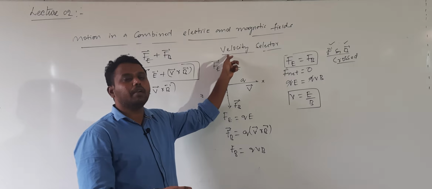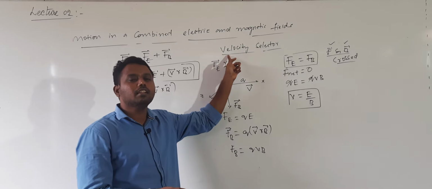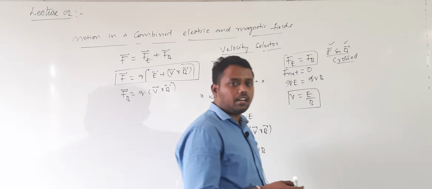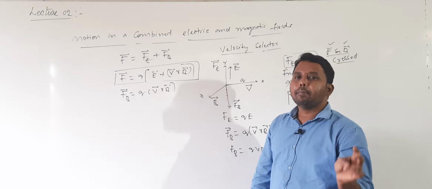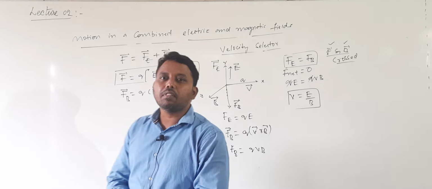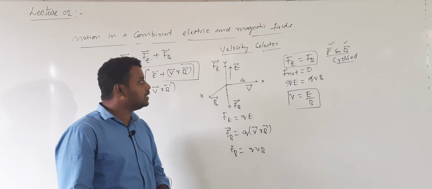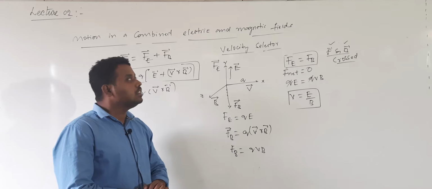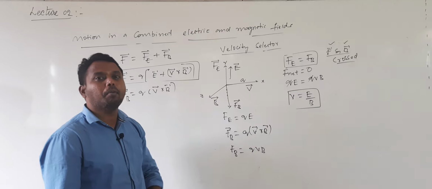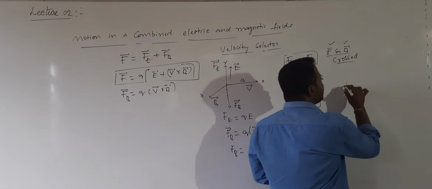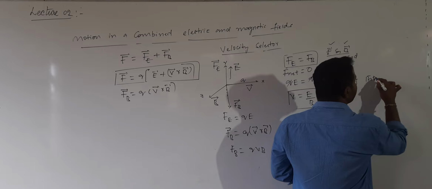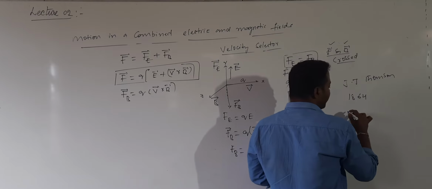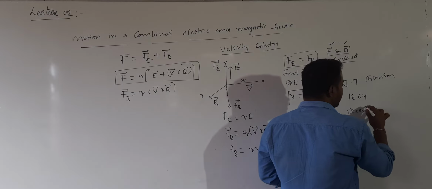That method of selecting a particle from the beam of particles is called a velocity selector. What is that phenomenon's name? Velocity selector. How can we select? By applying electric and magnetic fields which are mutually perpendicular to each other. We can select a single particle. This method of velocity selector was employed by the scientist J.J. Thomson in the year 1864 for determining the specific charge of the electron.